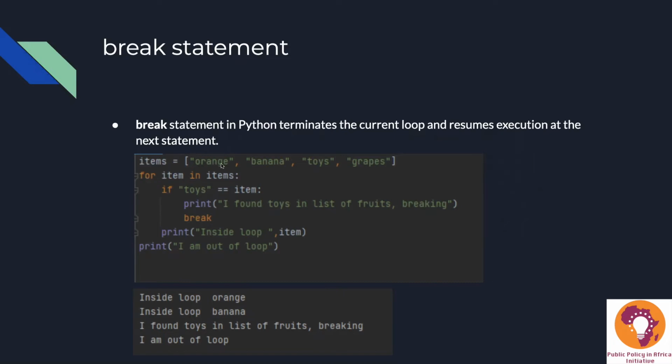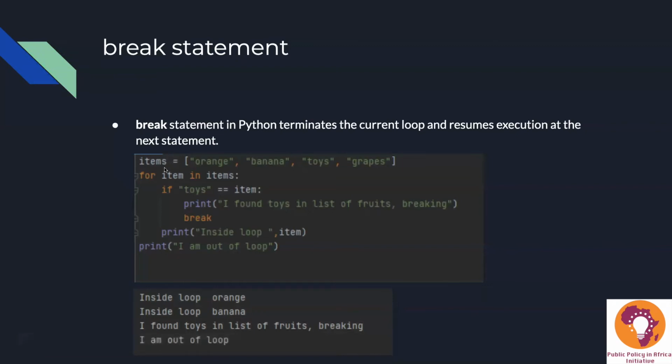We have items: orange, banana, toys, grapes. And then for item in items, if toys is equal to item, then we print that. So first iteration of the loop, item is equal to orange. If toys is equal to orange, it's not, so this evaluates to false. We never execute the line of code inside this if statement, remembering back to conditionals. Instead we just go down here and print "inside loop" and then output the item. So you'll have "inside loop orange" here.